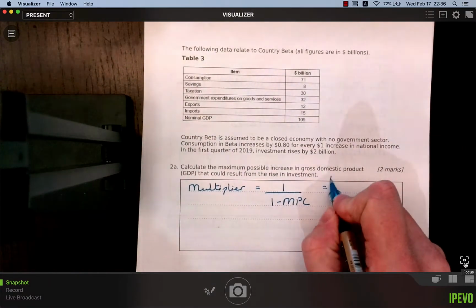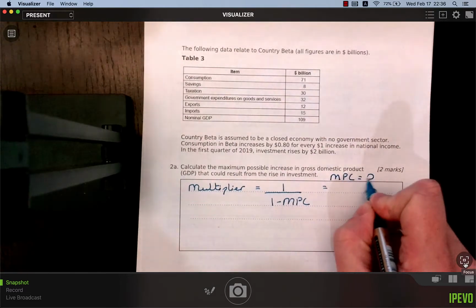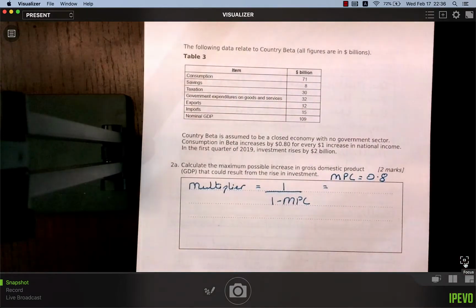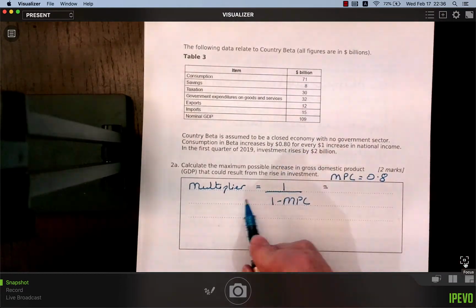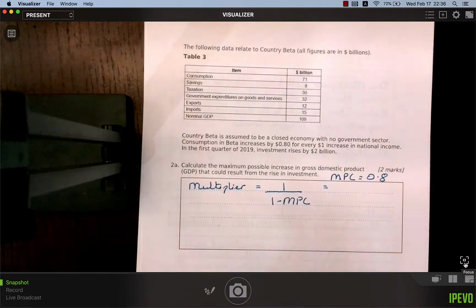MPC equals 0.8. In the first quarter of 2019, investment rises by 2 billion. Calculate the maximum possible increase in gross domestic product, GDP, national income, Y, that could result from the rise in investment. We already found out that the MPC is 0.8. The multiplier is 1 over 1 minus the MPC, because that's all the pertinent information, because there's no imports or exports and there's no government.